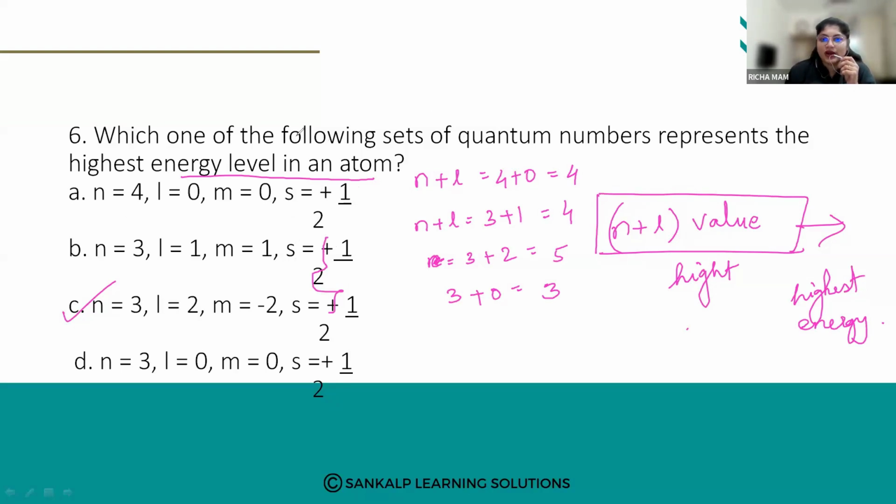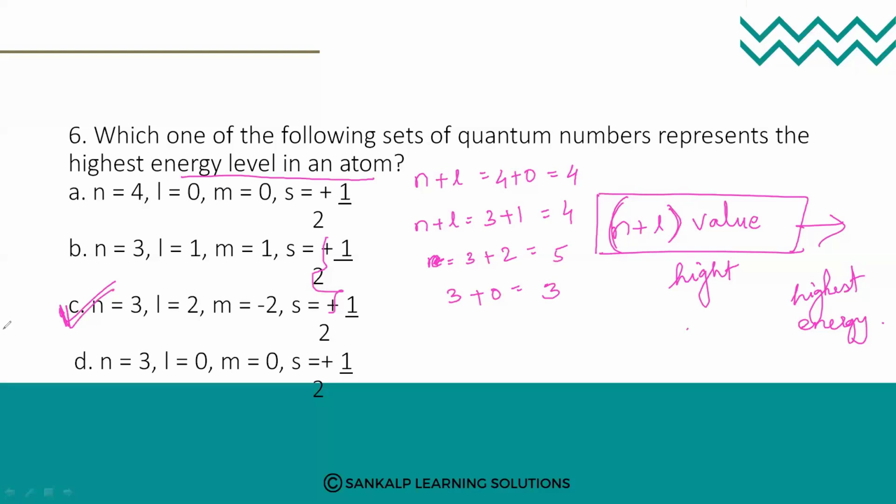So how are you going to find out the highest level? You have to take n plus L, do the addition of n plus L, that is your principal plus azimuthal quantum number. Whoever's value is highest, that is the highest energy level. So option number C is the answer. Fine, let us go for the next question.